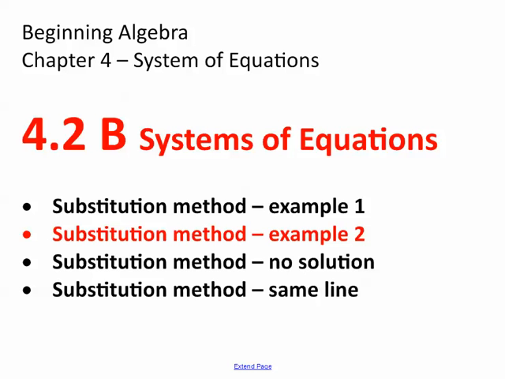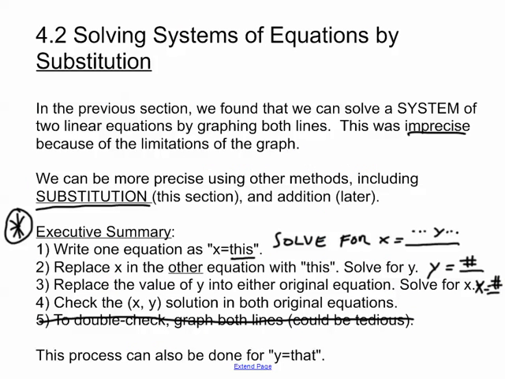Here's a second example that we're going to go through. Here's the executive summary, I guess. Step 1: write one equation as x equals this. In other words, solve for x. You could also solve for y, but in this example, we're going to solve for x.